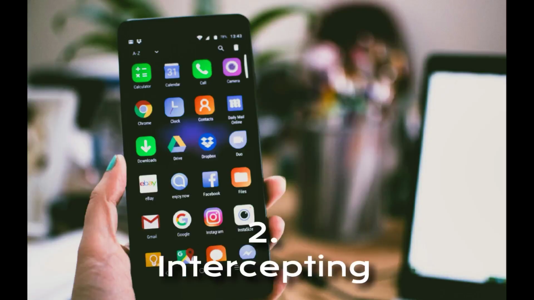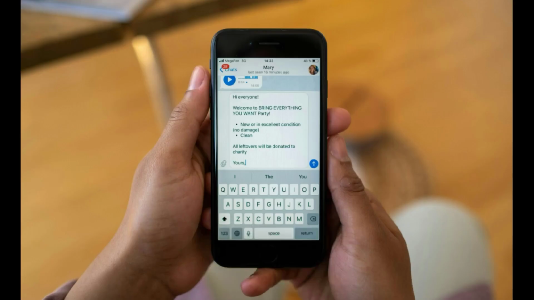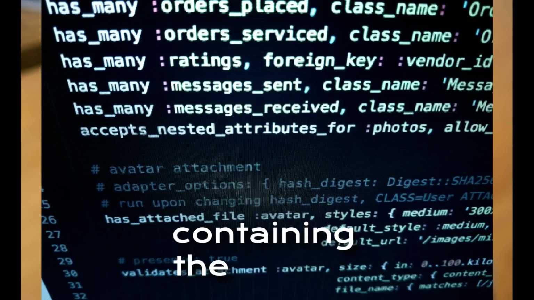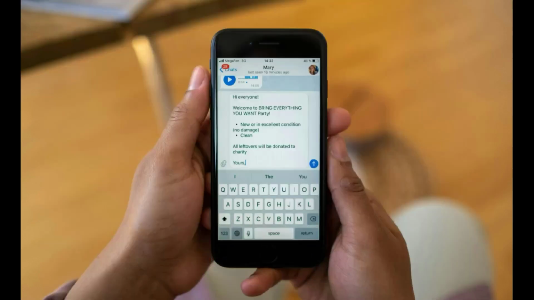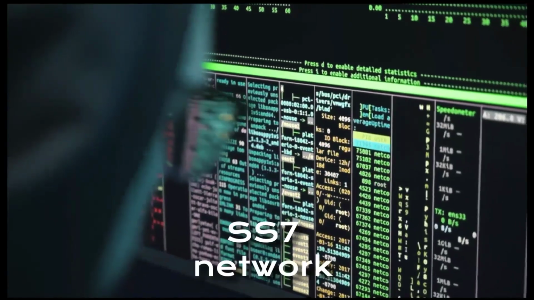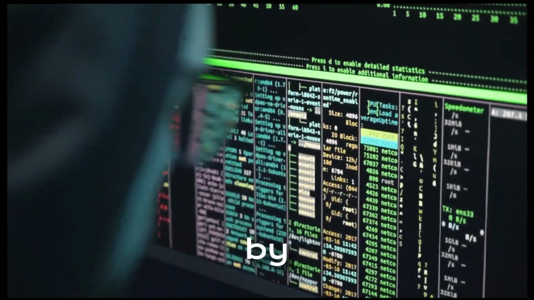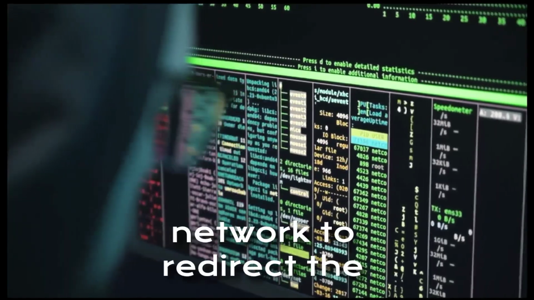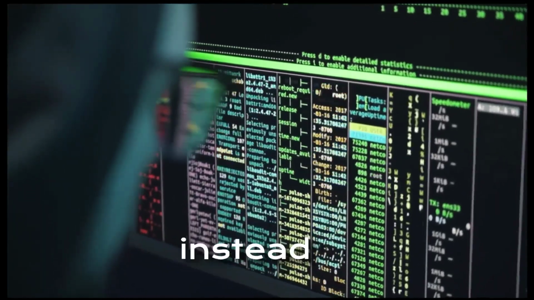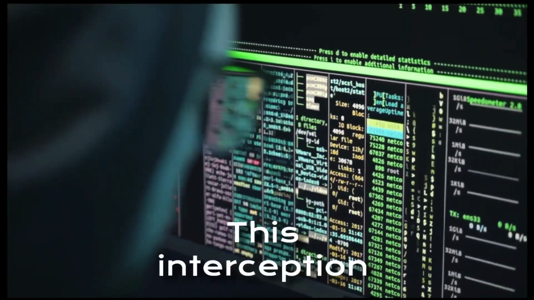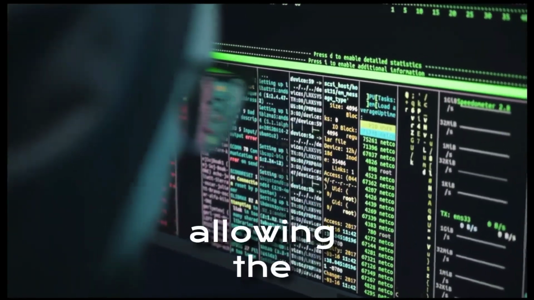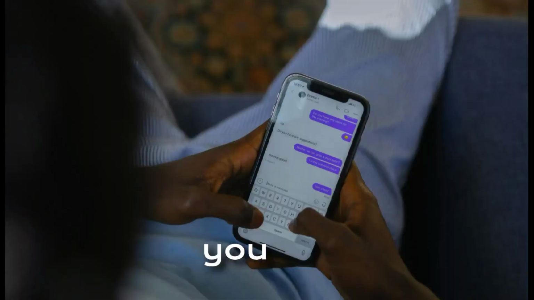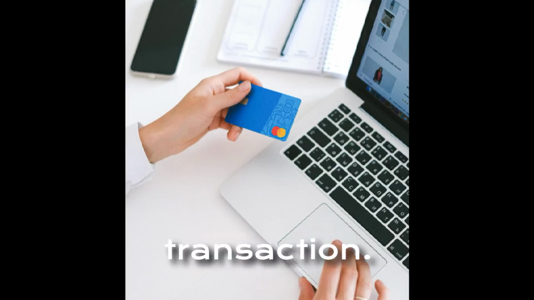2. Intercepting OTPs sent via SMS. When you log into a service that uses OTPs for authentication, the service sends an SMS containing the OTP to your phone number. An attacker within the SS7 network can intercept these messages by instructing the network to redirect the OTP to their own phone number, instead of your own. This interception can occur in real time, allowing the attacker to access the OTP before you do. They can then use the OTP to complete your login or transaction.